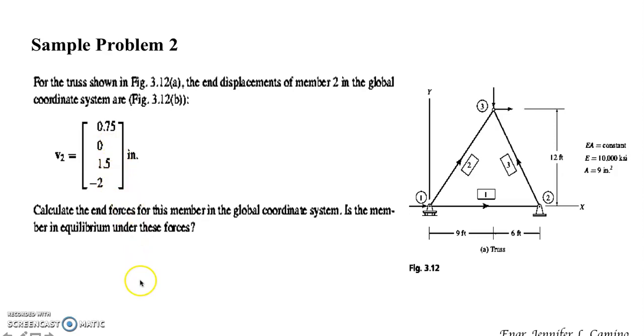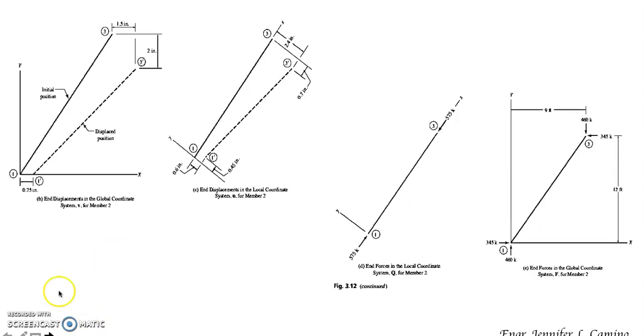What is being asked in the problem? You're going to compute the end forces for member 2 in the global coordinate system, and you're going to check if the forces are in equilibrium. So how do we obtain the member end forces in the global coordinate system? We start with this illustration. We just draw and identify the end displacement in the global coordinate system for member 2.